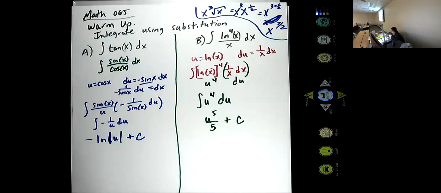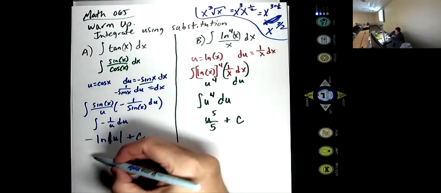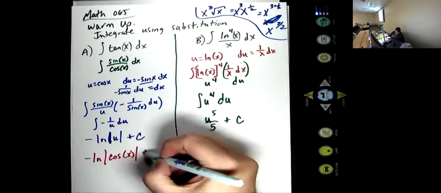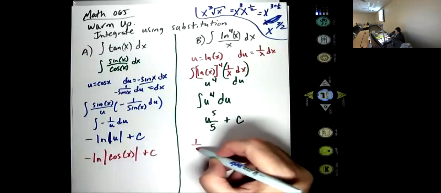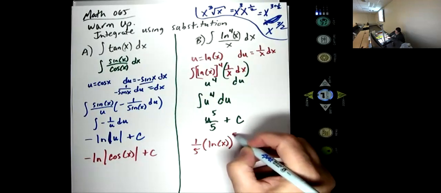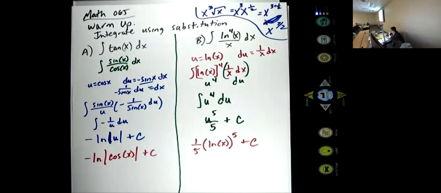Is there anything that should change? Madeline? Yeah, I didn't do it in either one. I wanted to see if anyone would say anything, but yeah, we didn't start with u. We can't end with u. So here u was cosine x, so this is going to be negative natural log of cosine x plus c. And this is going to be 1/5 natural log of x to the 5th power plus c. Good. So don't forget to get rid of u and put back your original thing in.